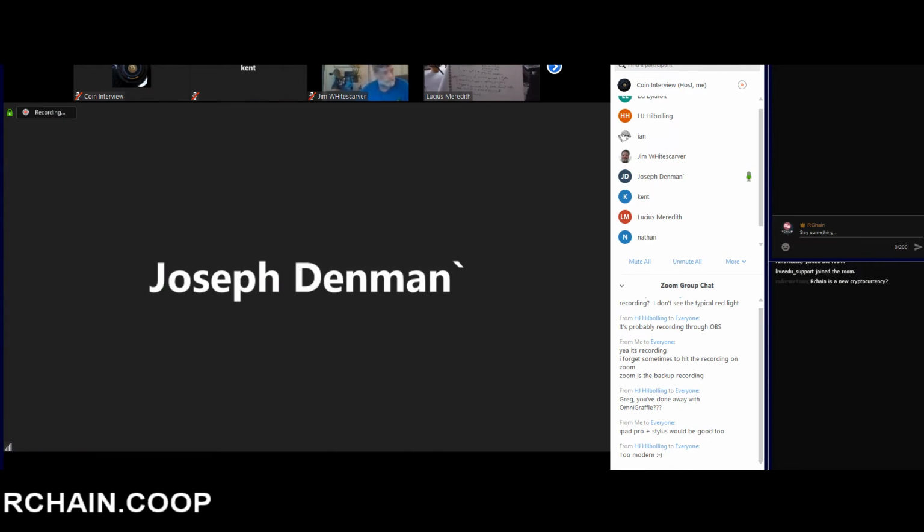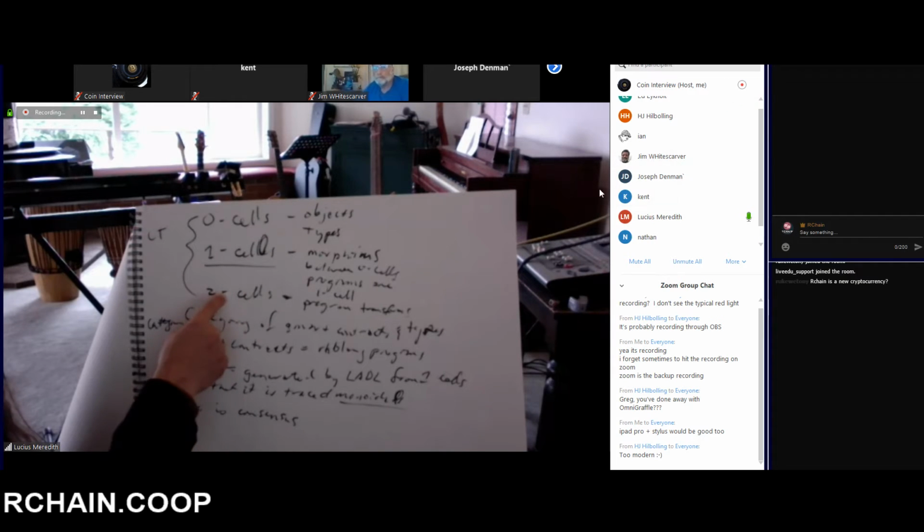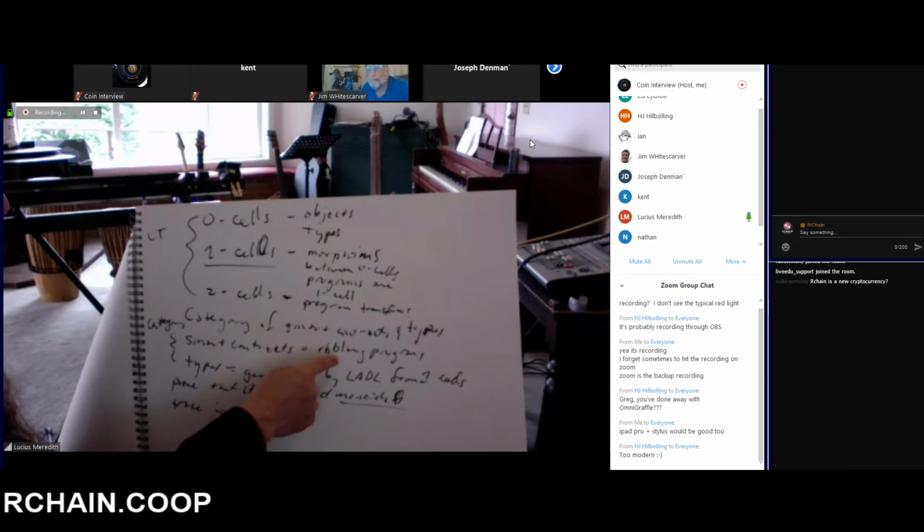So how do two cells fit into it? The way two cells fit into this is that they are the rewrite rules on the programs.